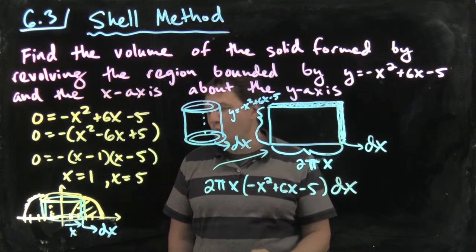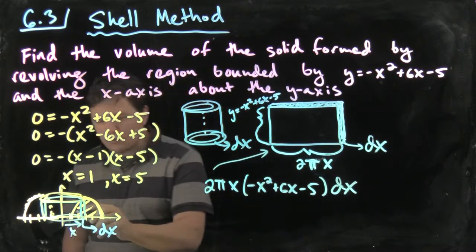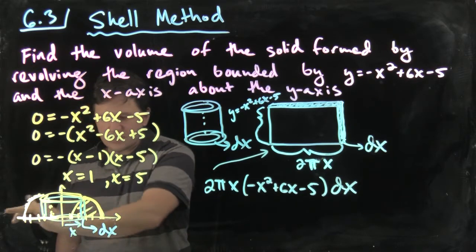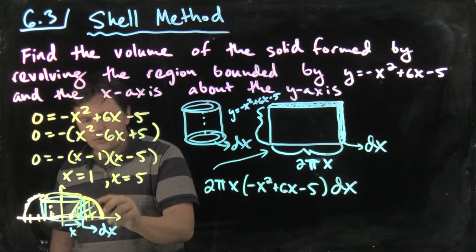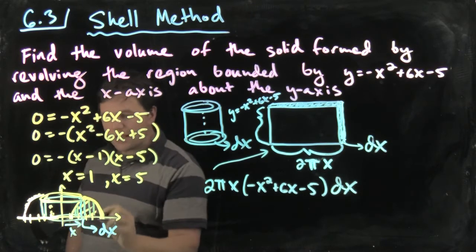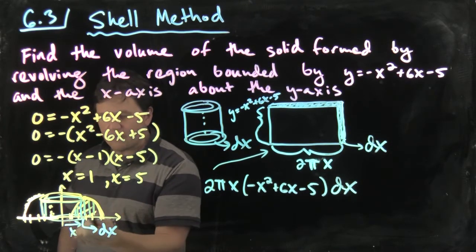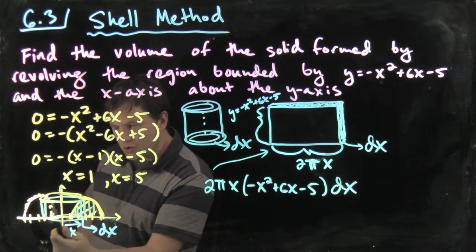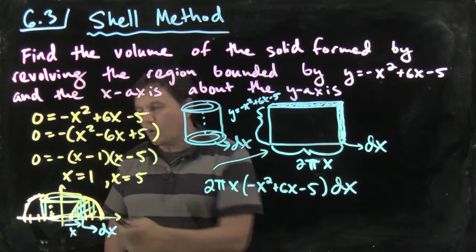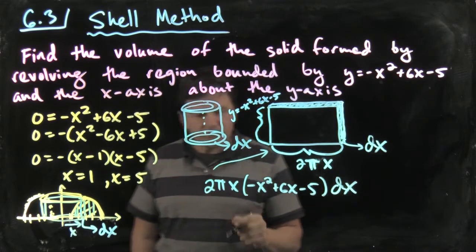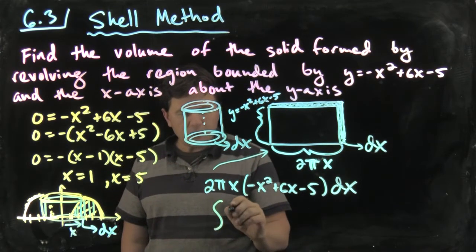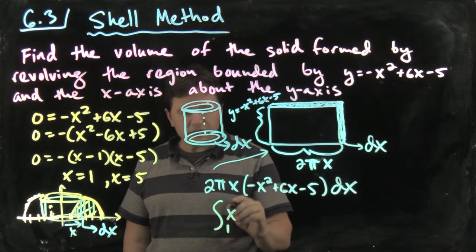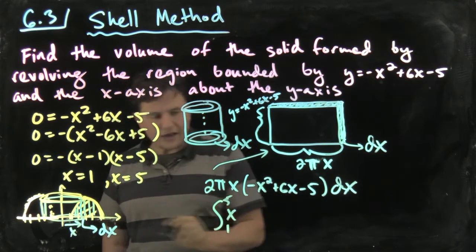Now what we want to do is add them all up. Understand what's going to happen here. Sometimes people get confused because they think we have to do something over here. Keep in mind that as I slice this thing up, I'm getting the entire shape with just going from 1 to 5, because I will get all of those shells which will form that region over there. So all I'm going to do is integrate this thing from 1 to 5.